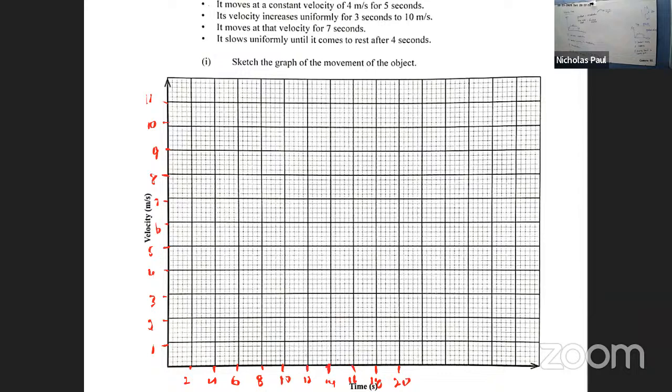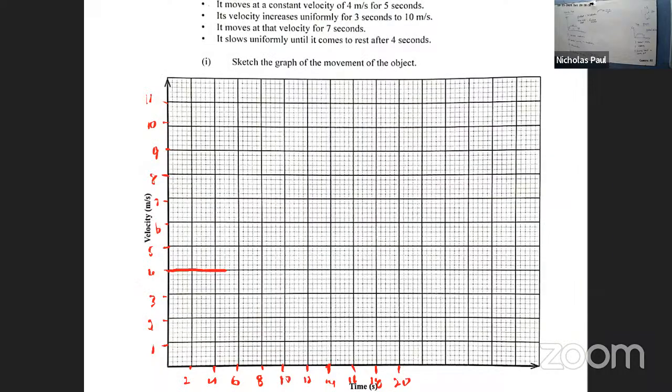Alright, ready? Let's go. First thing. What's the first thing they said? It moves at a constant velocity of 4 meters per second for 5 seconds. How am I drawing that? Am I starting from 0? No. You're starting at 4 and then going along for 5 seconds. So your graph will start at 4 and go across for 5 seconds. You're drawing a straight line, starting at 4, for 5 seconds.